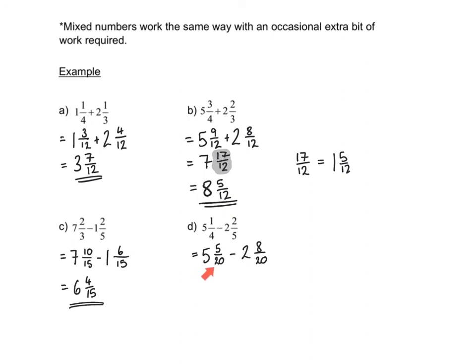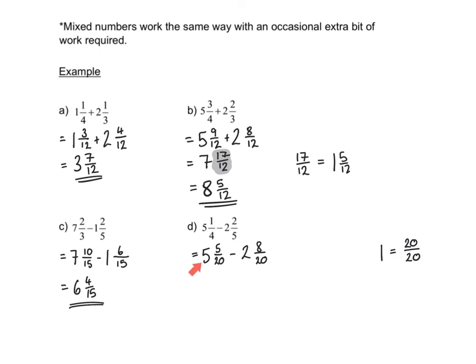So at the moment I'm dealing with 20ths. Now what you may or may not know is I can write the number 1 in a number of different ways. So because I'm dealing in 20ths, I'm going to write the number 1 as 20/20. Okay, so that makes sense, doesn't it? Because 20 divided by 20 is equal to 1.